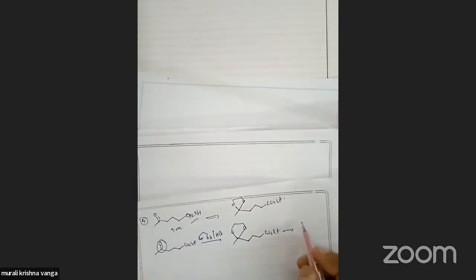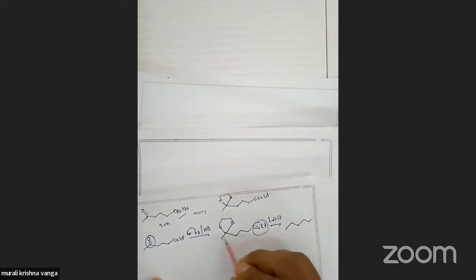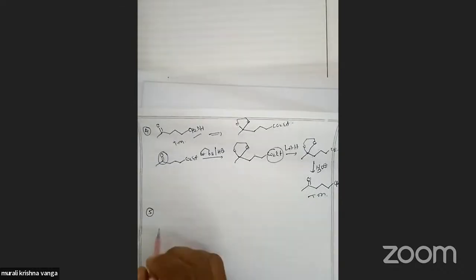When this compound is reduced with lithium aluminum hydride, the ester is converted into alcohol. Then on hydrolysis, the ketal is converted back to ketone, and the target molecule is synthesized. Next, the fifth example.